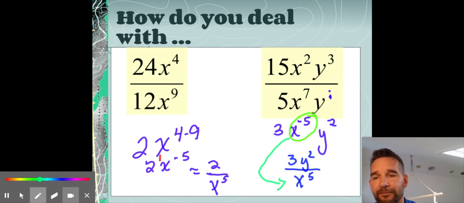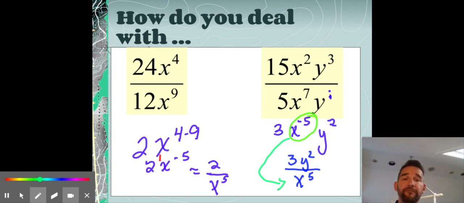Okay, now we all know the reason why. We could go back a couple of slides and replay this video to show why this happens. But there you have it. If you end up with a negative exponent, put it down into the denominator and make it positive.